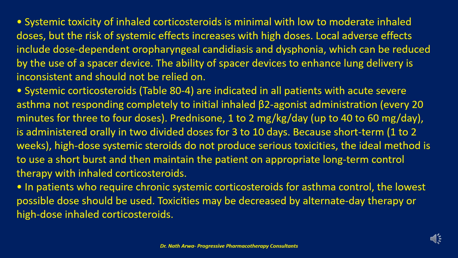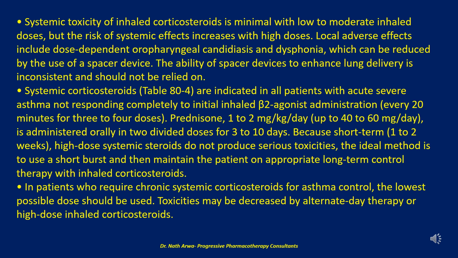4. Systemic corticosteroids, shown in Table 84, are indicated in all patients with acute severe asthma not responding completely to initial inhaled beta-2 agonist administration, every 20 minutes for 3 to 4 doses. Prednisone, 1 to 2 mg per kilogram per day, that is up to 40 to 60 mg per day, is administered orally in 2 divided doses for 3 to 10 days.